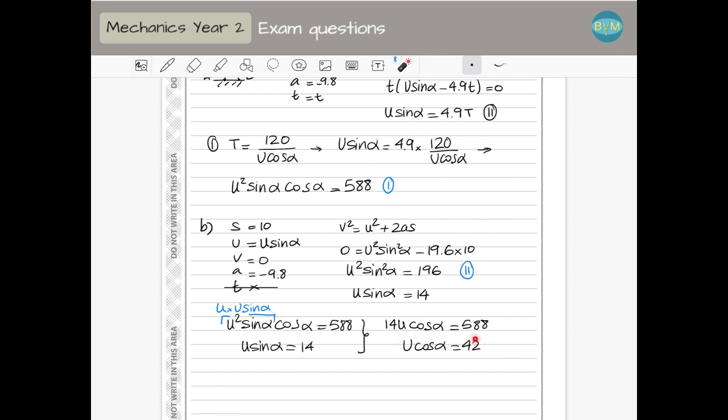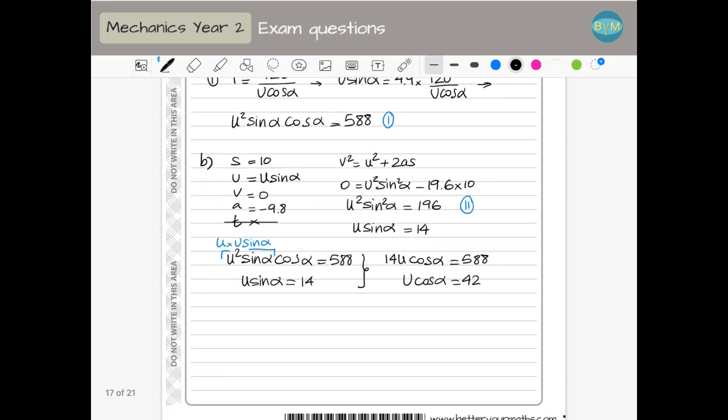So between this equation and this equation, I can write the first squared, u squared sine squared alpha, plus the other squared, u squared cos squared alpha, is going to be 14 squared plus 42 squared. So I'm just squaring both equations and adding them together. So the left hand side is going to be u squared sine squared alpha plus u squared cos squared alpha, and the right hand side is going to be 14 squared plus 42 squared. This thing here, using the identity, is going to be just u squared, because sine squared plus cos squared is 1. So I have u squared is going to be 14 squared plus 42 squared, that is 1960, as they ask. Yeah.